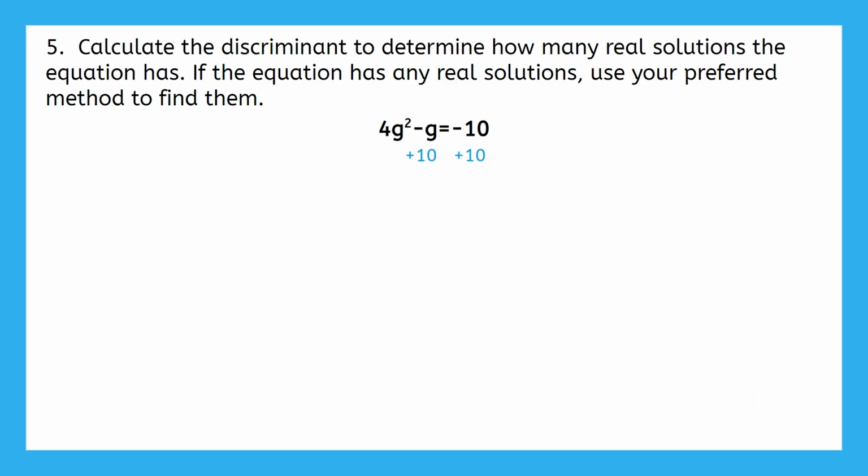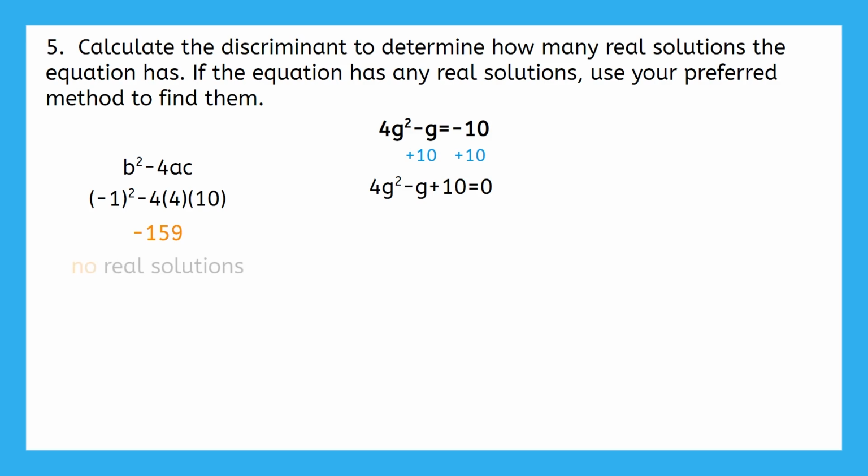After rearranging the equation to standard form, we have 4g squared minus g plus 10 equals 0. After substituting the a, b, and c values into the discriminant, -1 squared minus 4 times 4 times 10 equals -159. Based on this discriminant value, how many solutions does this equation have? Since the discriminant is negative, the equation has no real solutions. And since the equation has no real solutions, there's nothing to solve for, so we're done.